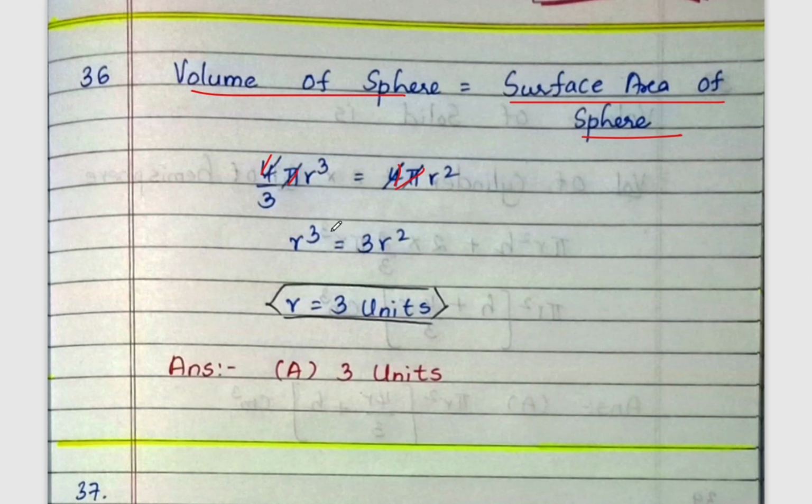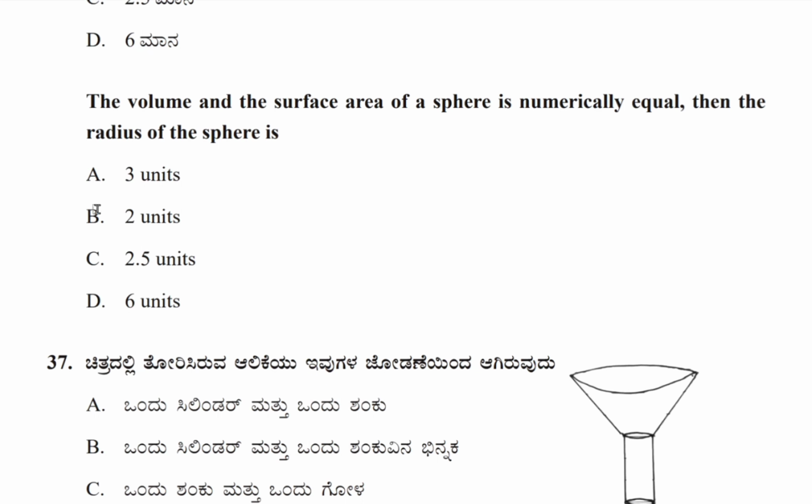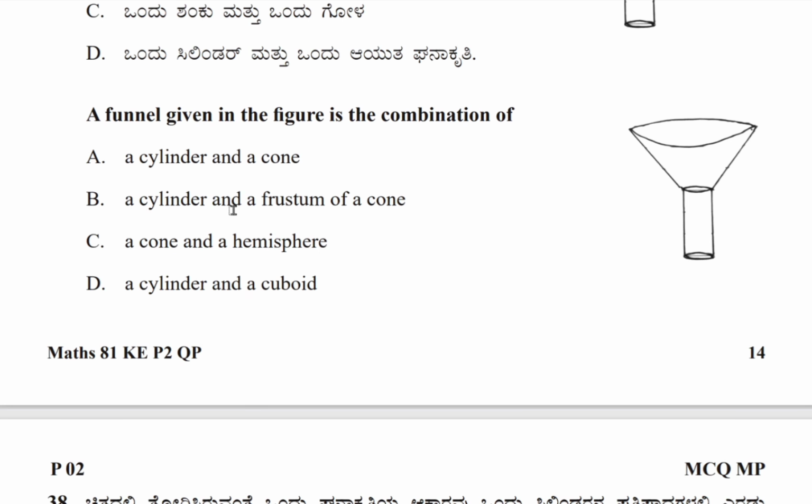Now, r cube can be written as r into r into r. In the same way, r square equals r into r. R into r, which is on LHS, r into r, which is on the RHS, will cancel out. Therefore, the remaining term, which is equal to 3, that is r equals 3 centimeter.